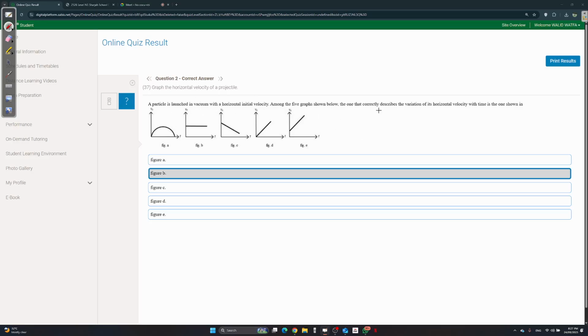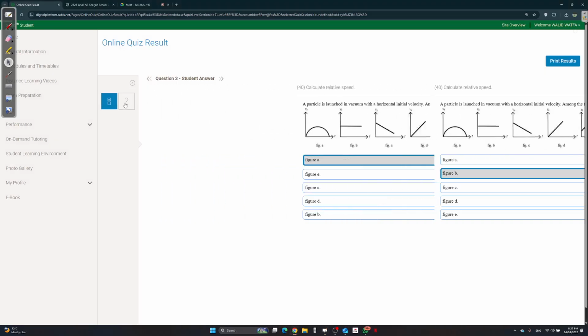Question 2, same thing. Now they're saying select the graph that describes the variation of the horizontal velocity. Again, we said the horizontal velocity Vx is constant. So it's going to be figure B. Perfect. Alright, nice and easy. Question 3.